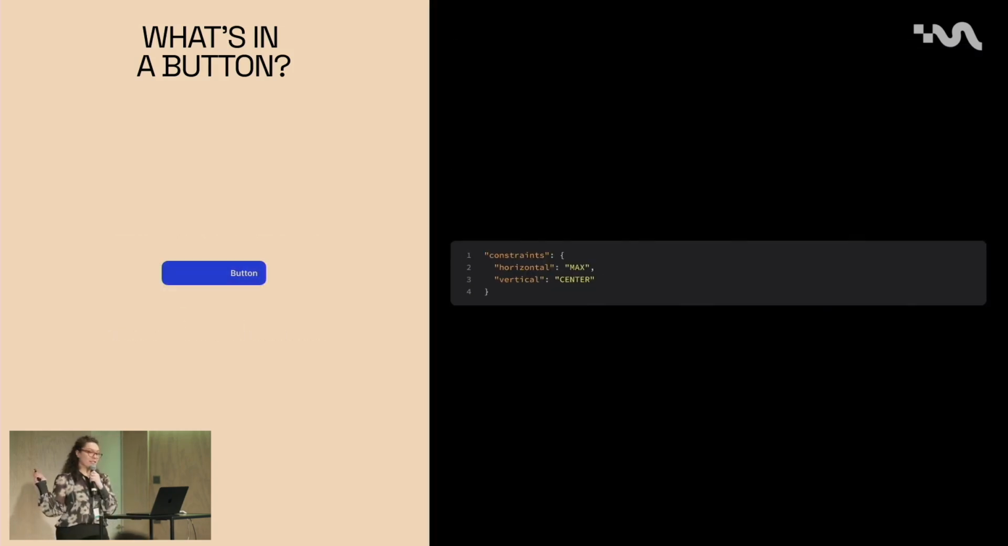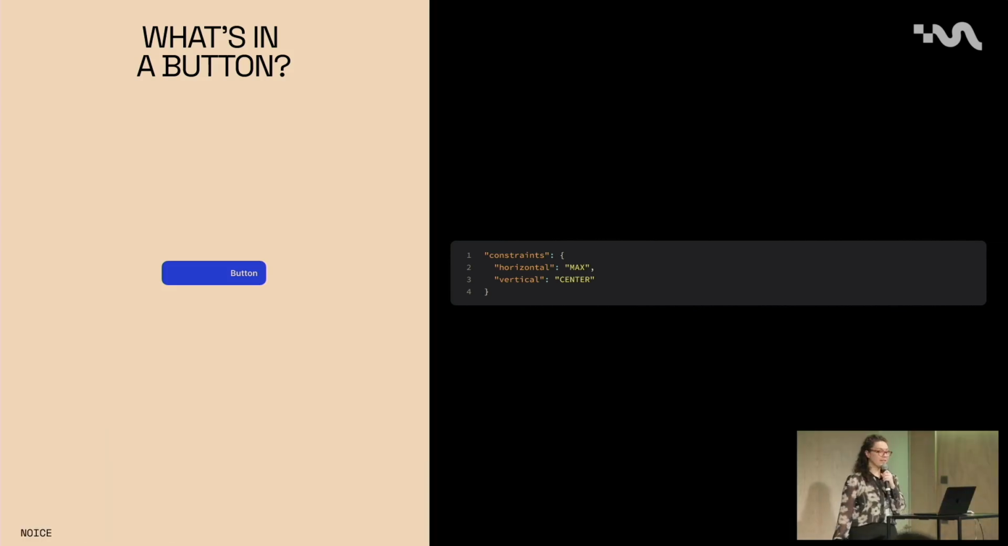Figma understands constraints and responsive behaviour. When you pin an element to the right edge and centre it vertically, Figma stores that as horizontal max, vertical centre. So it's not just remembering pixel positions, it's remembering intent.